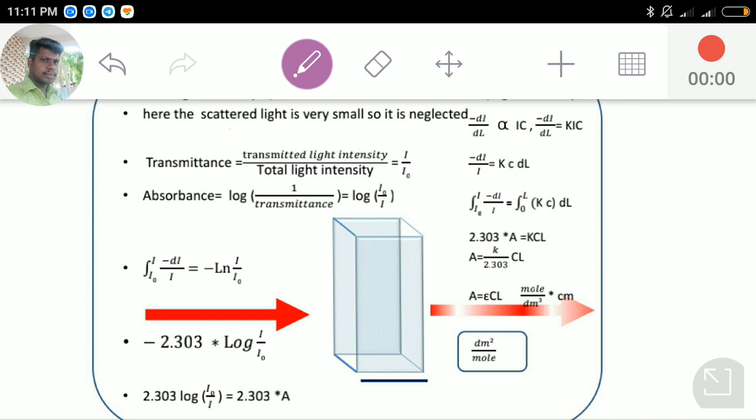It's very important to find out the dimension of the absorbance. Here we know that a logarithm function is there. So I by I0 is a unitless number, so the logarithm is a number. So in this equation, the left side has no unit, so that will satisfy our right side also.